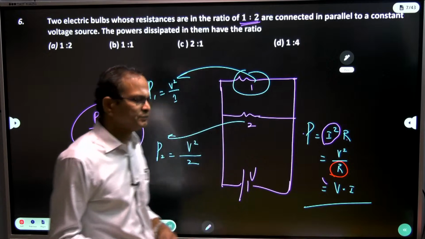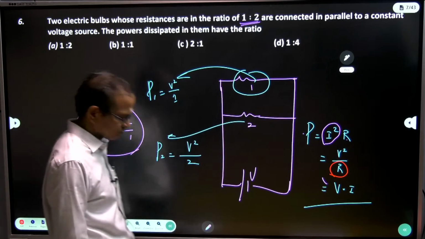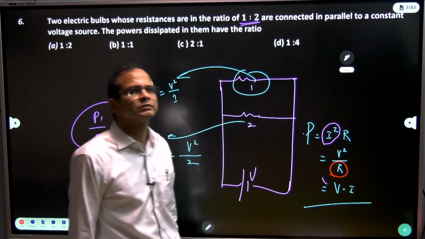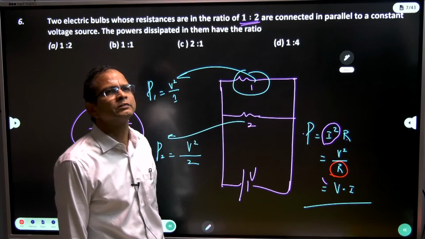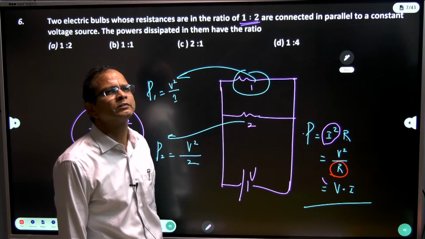Got the point? Sir, I have a doubt. Yes, come on. Sir, how do we calculate the total power in a circuit that is generated by different resistors?